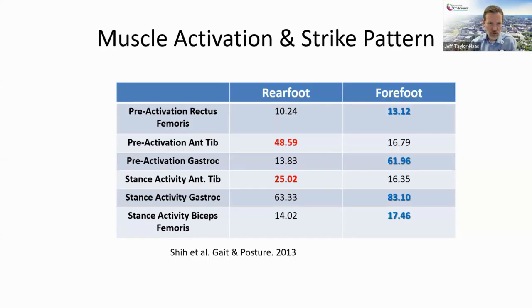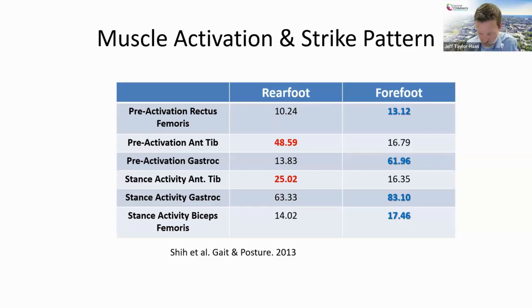So right before the foot hits the ground, we call that the pre-activation phase. So that's terminal swing. And we can appreciate in terminal swing, a rear foot strike runner is pointing their toes up, they turn on their anterior tib, and a forefoot strike runner is pointing their toes downward, they turn on their calf. In stance, you can really appreciate the difference in anterior tib activity versus gastroc activity. If you're rear foot striking, you're going to use more anterior tib than forefoot, and vice versa for the calf.